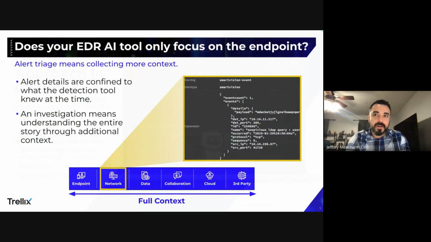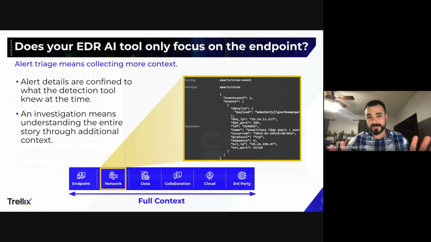Now, a common pitfall that we see is that many EDR AI tools only focus on endpoint data, and that's helpful. That is definitely important, but that's not necessarily the full story. Alert triage isn't just about what the detection tool saw at the moment. It's about expanding the investigation with context. So to really understand what's happening, you need more than just that endpoint telemetry. You need visibility across network traffic, data flows, cloud activity, collaboration tools, and third-party sources.